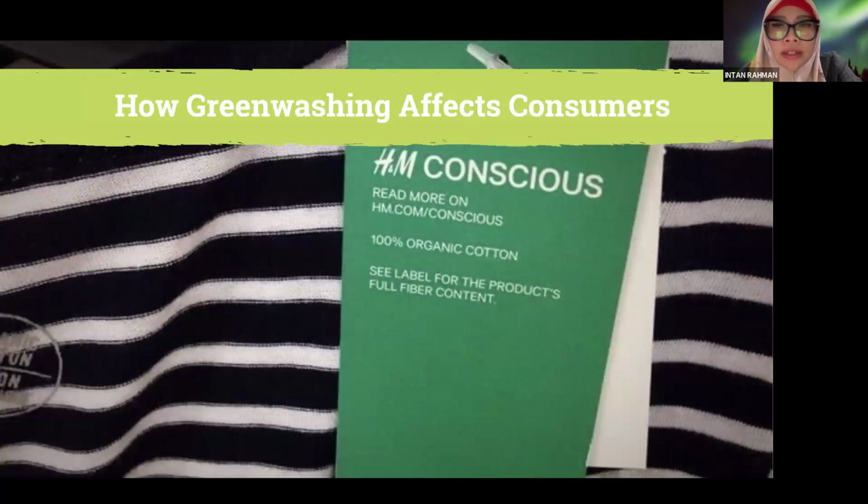Now that we understand greenwashing, let's look at the direct impact. How does greenwashing affect consumers? On this slide, you can see an image of an H&M garment tag. It uses a bright green label and claims 100% organic cotton, directing consumers to a website to read more. The example highlights a major issue when fast fashion brands or any companies use prominent green text and fake sustainability claims. It triggers several negative consequences for consumers, of course.